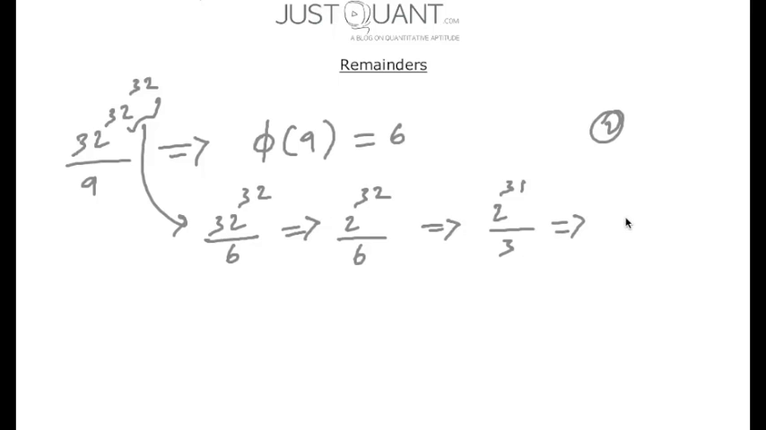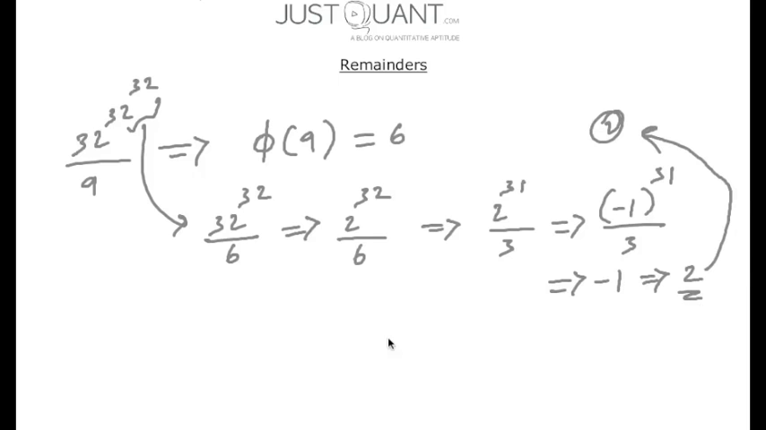I can write this as minus 1 whole to the power of 31 by 3, since 2 gives us a remainder minus 1 when divided by 3, which is nothing but 3 minus 1 equal to 2, right? Based on the concept of negative remainders, which we discussed in a previous video. So this gives us a remainder 2. Now multiplying this remainder with our common factor 2, we get 4 to be the remainder of 32 to the power 32 when divided by 6.